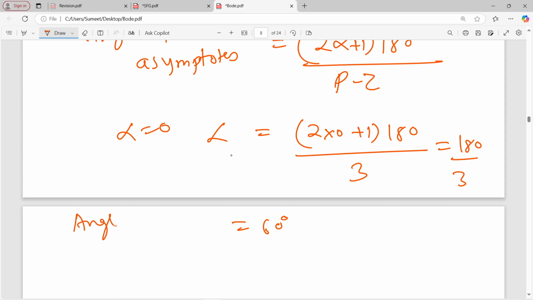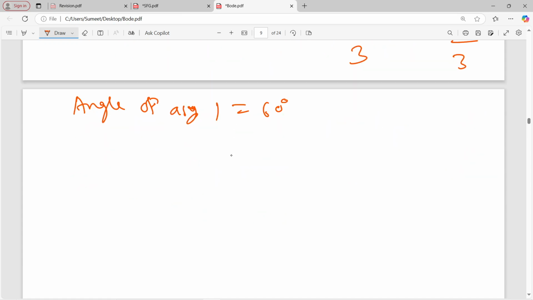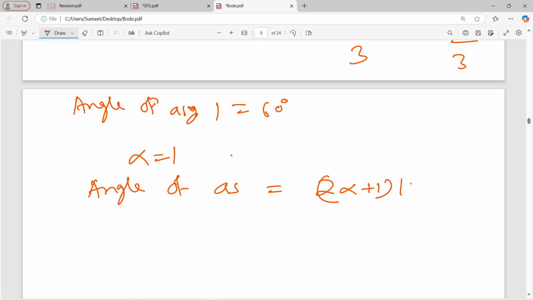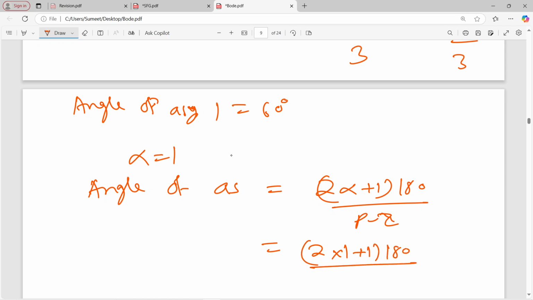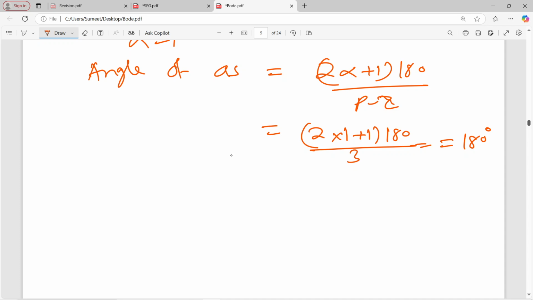First angle of asymptote is 60 degree. Similarly, the second angle of asymptote: now we will put alpha equal to 1. So (2 alpha plus 1) into 180 degree divided by p minus z. So it comes out as (2 into 1 plus 1) into 180 degree divided by p minus z, which is 3. So 3 into 180 upon 3. So it comes out as 180 degree. So the second angle of asymptote is 180 degree.